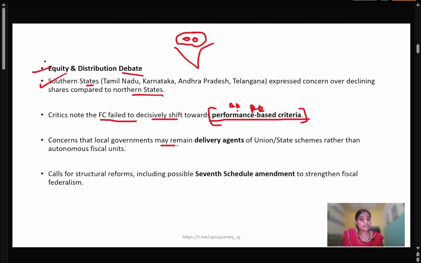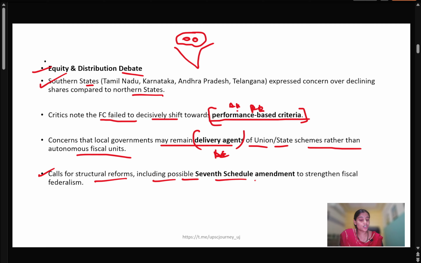Concern that local governments may remain delivery agents of union and state schemes rather than an autonomous fiscal unit, because if they do not get that fiscal autonomy, they will remain delivery agents. We always want local government so that there will be governance at the root level. But if we are not providing autonomous fiscal power to local governments, they will merely remain delivery agents between center and state. Now it is time for a call for structural reforms, including a possible Seventh Schedule amendment to strengthen the fiscal federation. Means we need a possible amendment in the Seventh Schedule that talks about strengthening fiscal federalism in India.